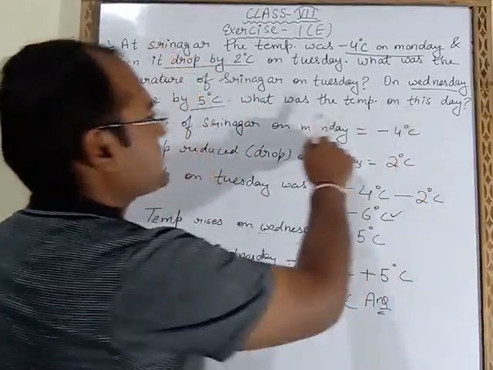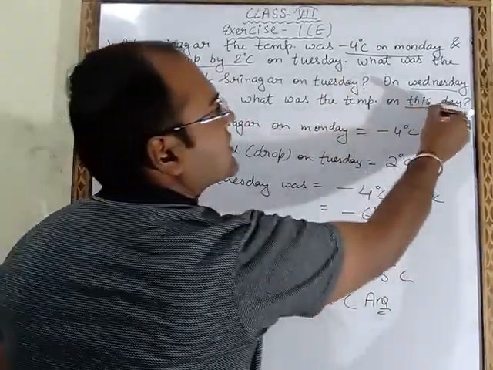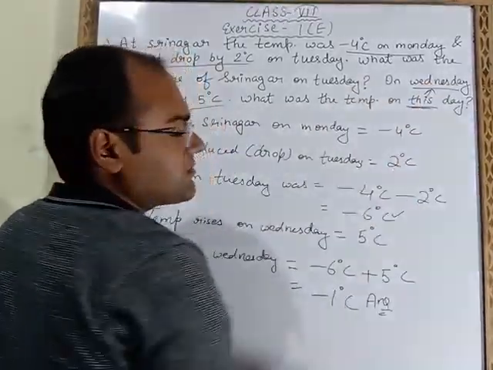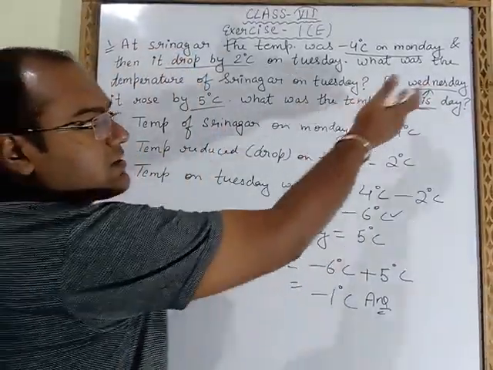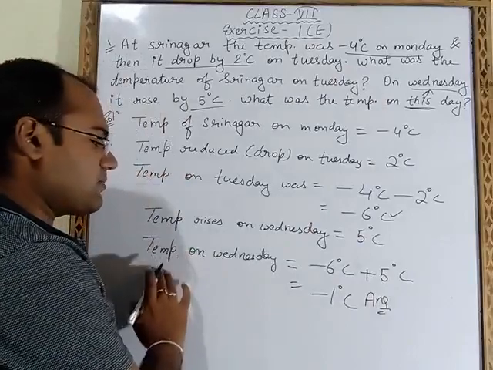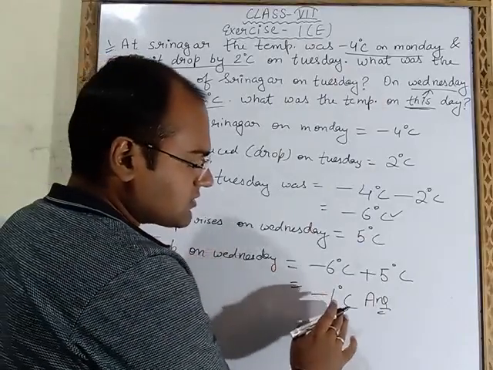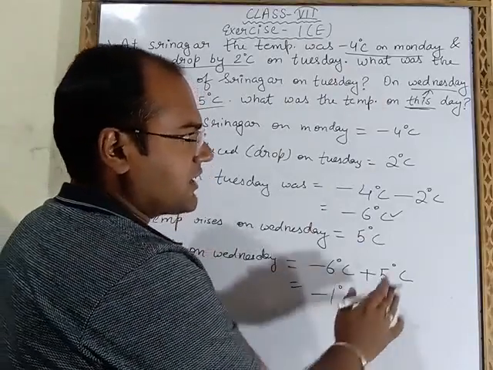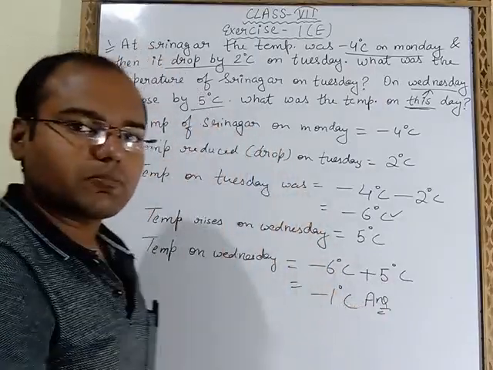So at last he asked what was the temperature on this day? This means Wednesday. He was asking what was the temperature on Wednesday. So we found out the temperature on Wednesday was -1 degree Celsius. So like this you have to do this question number first.